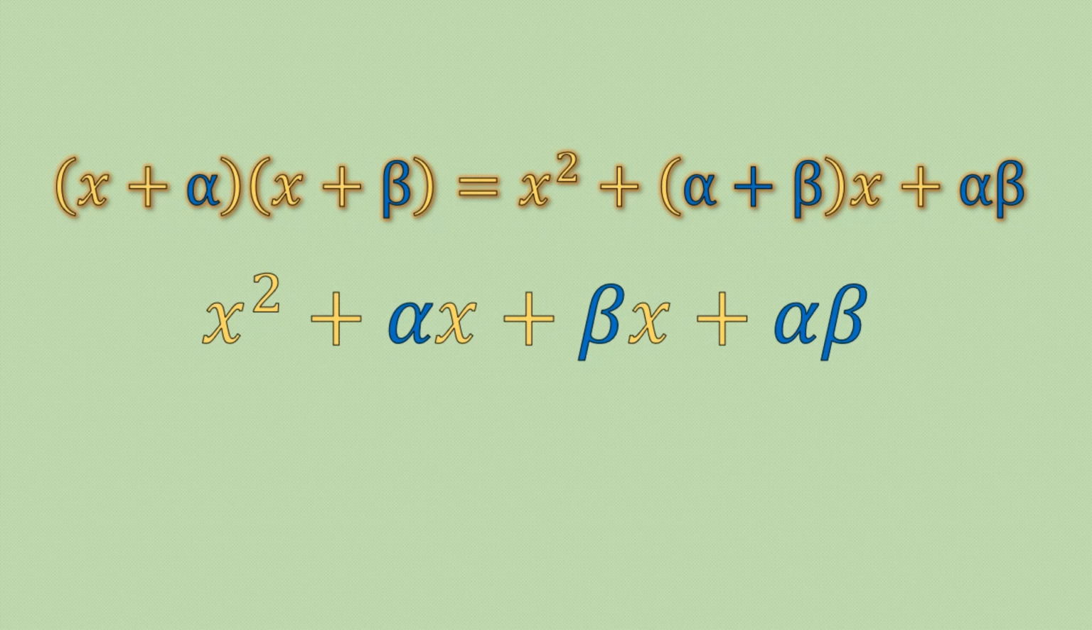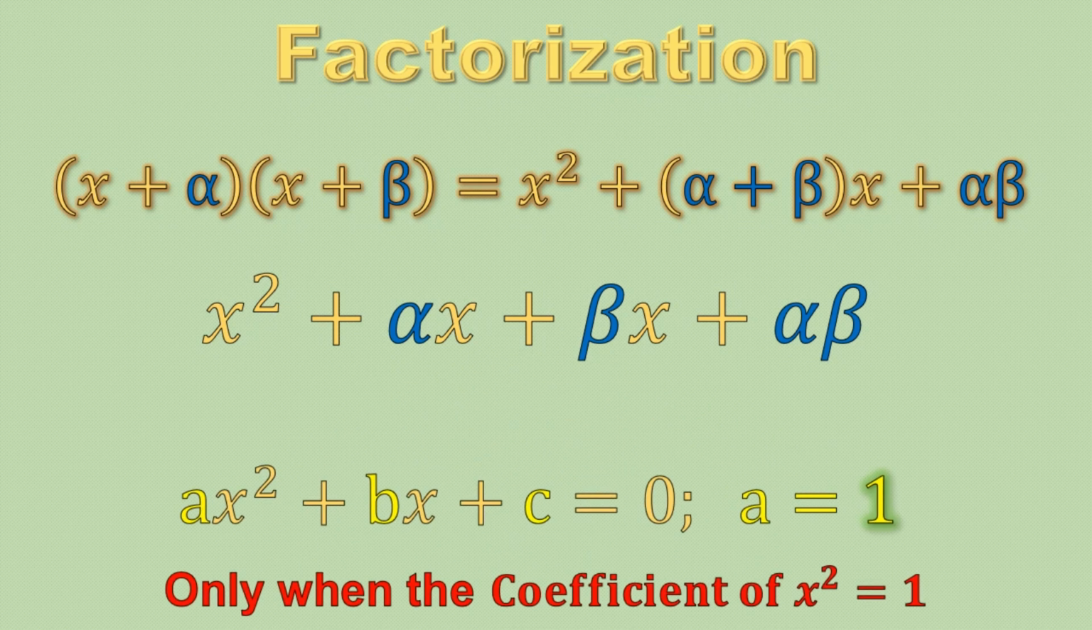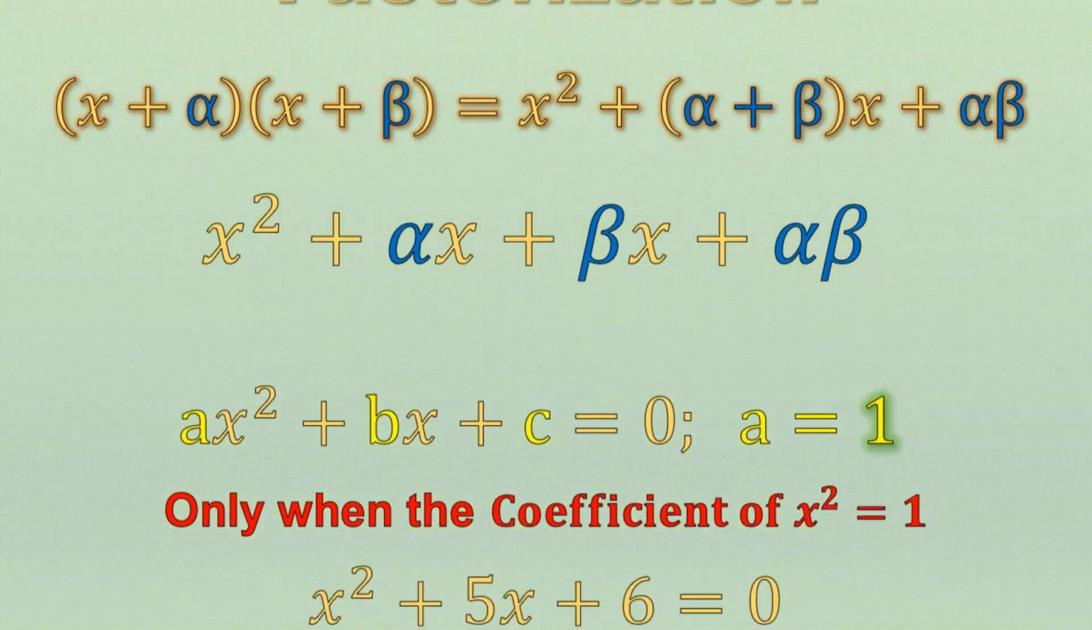So the process of finding the values of alpha and beta in order to move from the right side to the left side of the equation is called factorization. But this particular process works only when the coefficient of x squared equals 1. If you still don't understand, don't worry. Everything will make more sense as we take some examples.